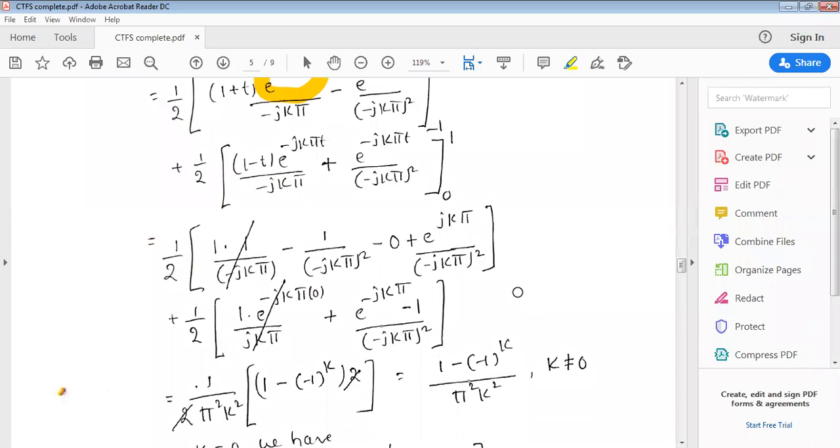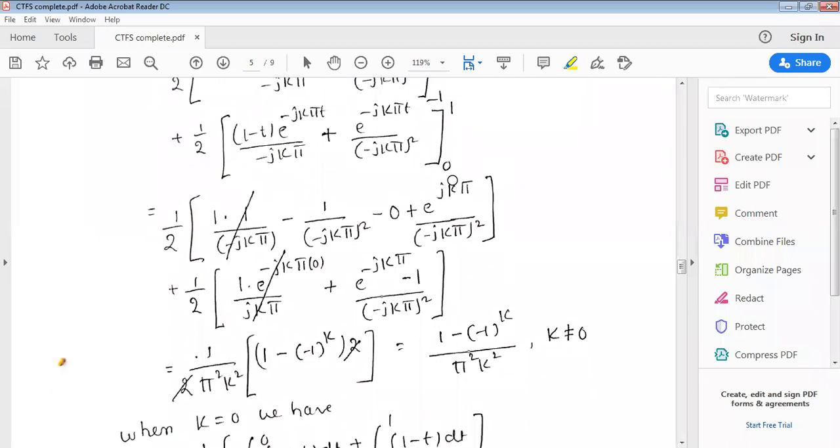Similarly, look at the second function. Put t equal to 1. This factor will go away, so the total value will become 0. When you put t equal to 1, whatever I have is only e power minus jk pi divided by minus jk pi whole square, this function. When you give 1 here, this factor will become totally 0. That's why it is not shown.